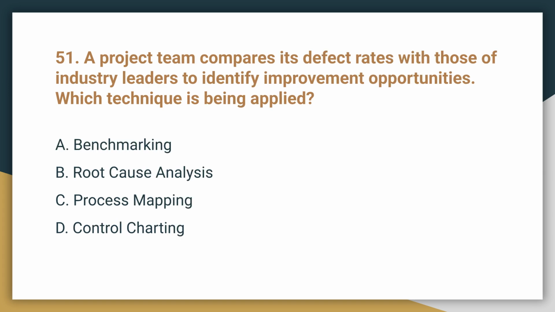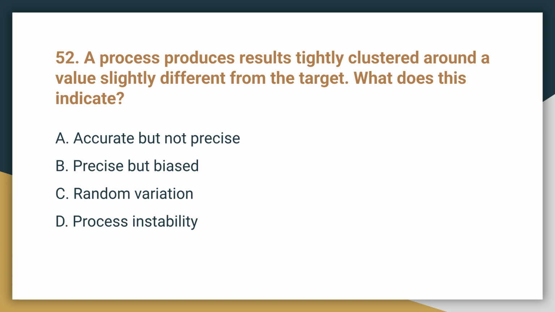Question 51. A project team compares its defect rates with those of industry leaders to identify improvement opportunities. Which technique is being applied? The answer is A. Benchmarking. This involves comparing project practices and performance metrics against those of best-in-class organizations.